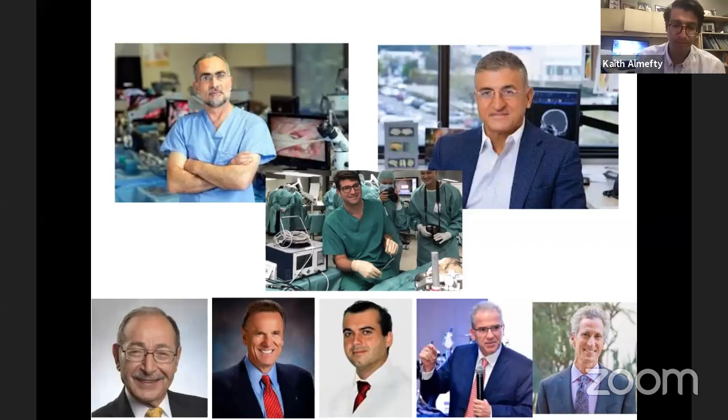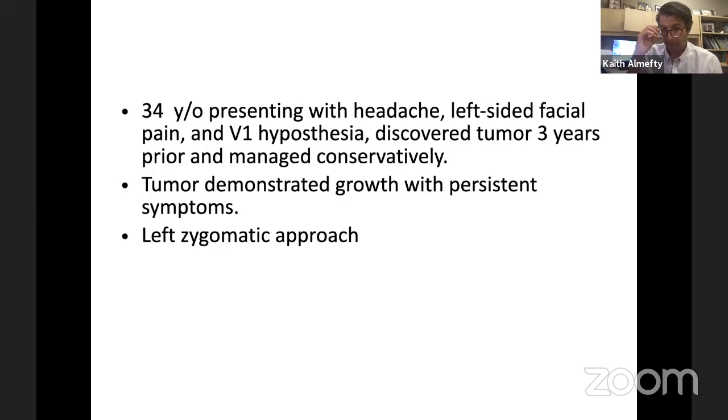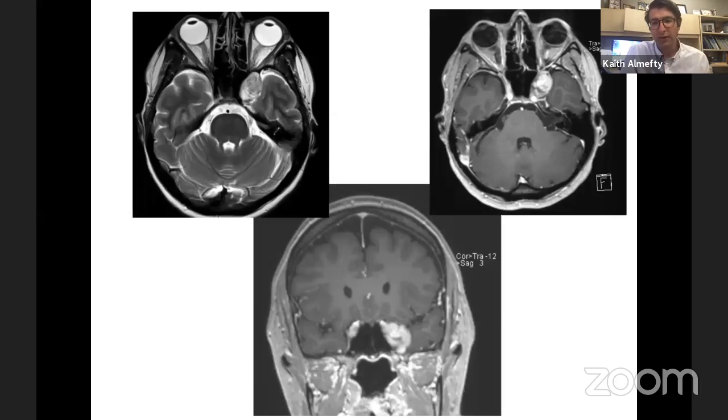So I'm going to present a case. I think Sanford scales to level 2, and it's a type A schwannoma in a young woman that presented with some V1 hypesthesia and anesthesia. She was followed initially, her tumor presented growth, and so we planned for a resection of the tumor. Here you can see her tumor. It's entirely in the cavernous sinus in the middle cranial fossa.